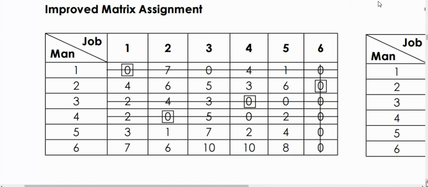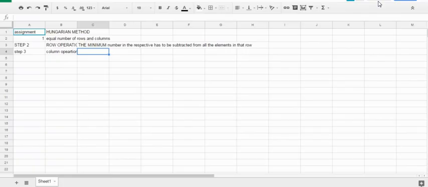Now, what is my next step? So, I'll write down your step 4 here. So what was your step 4? My step 4 was to cancel rows and columns having maximum zeros.